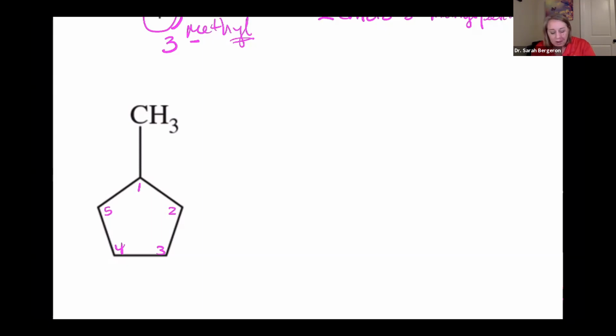Okay, so then I know I have 5. But you have to remember that this is a cyclo, so you might see cyclo because it's in a ring, and we don't have any double bonds, so it's still an ane, and we have 5 carbons, so we're going to be pentane. Okay, so this is the parent.